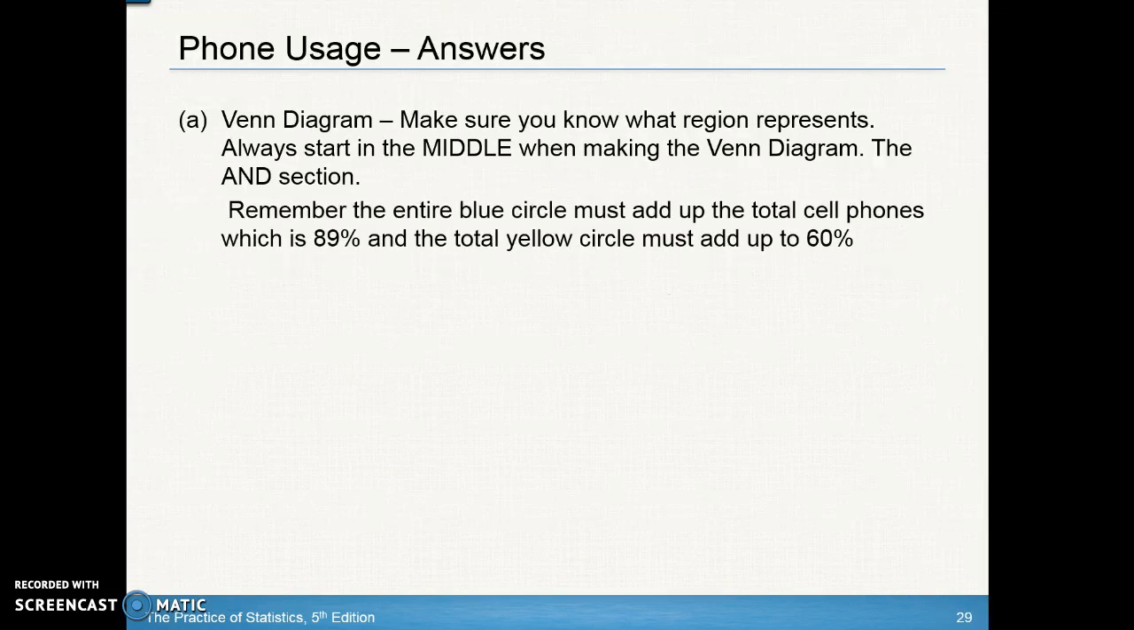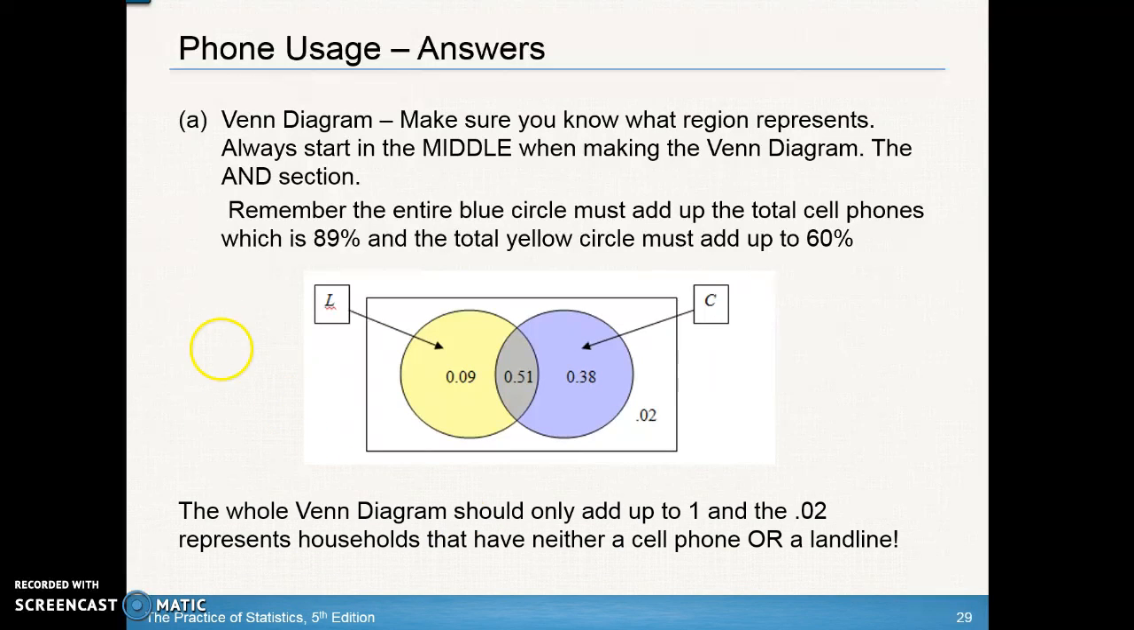So draw your Venn diagram, making sure you know what each region represents. Always start in the middle when you're making a Venn diagram, because remember that when you're starting in the middle, this whole circle, the whole yellow circle, has to add up to your landline. This whole purple circle has to add up to the total of cell phones. All right, so the entire blue circle has to add up of cell phones, which is 89%. We know that 51% own both. So if I do 51 plus 38, that gives me the 89.